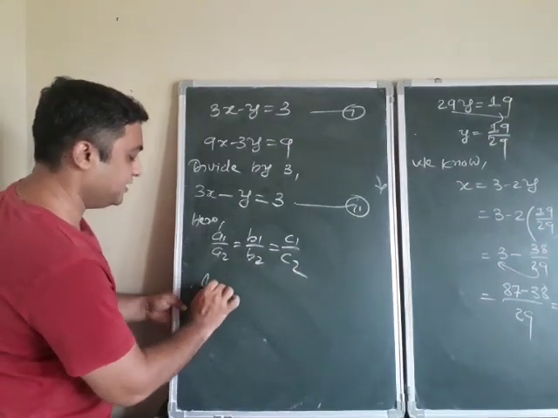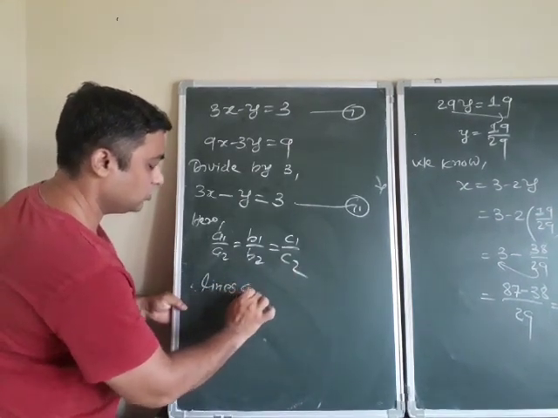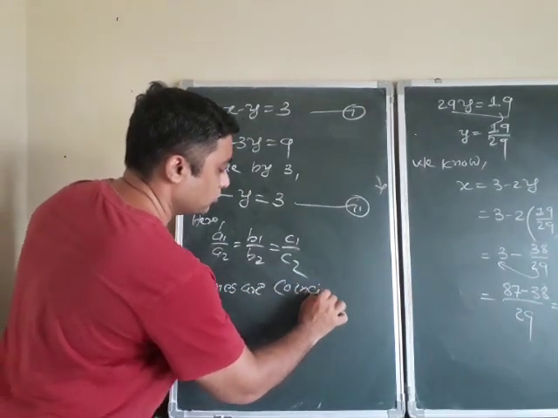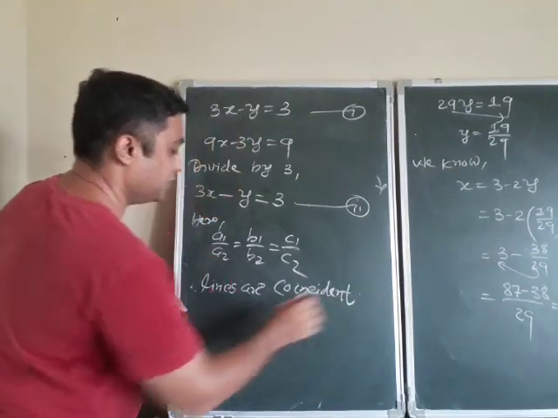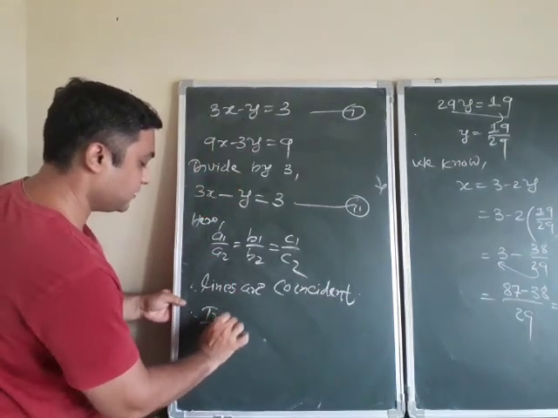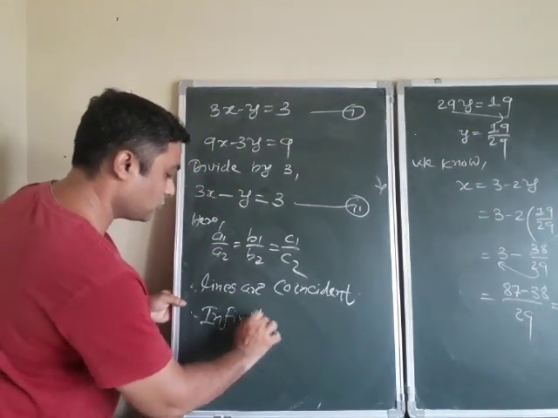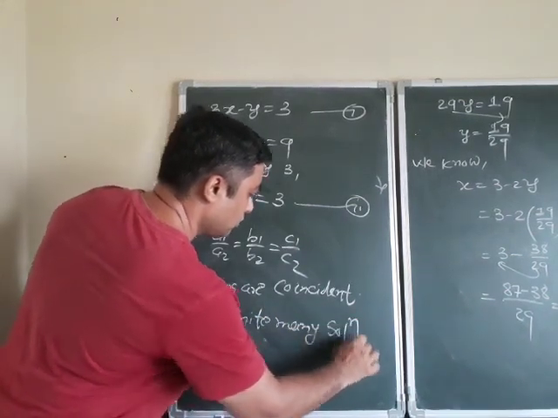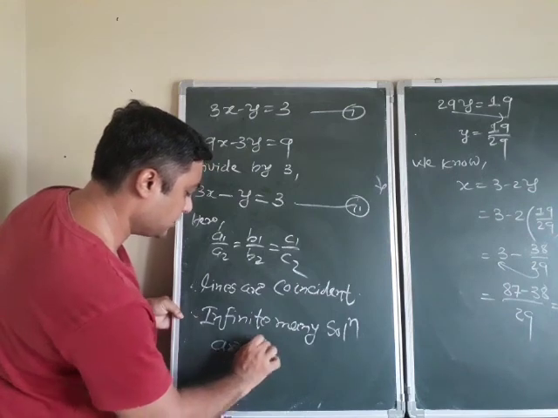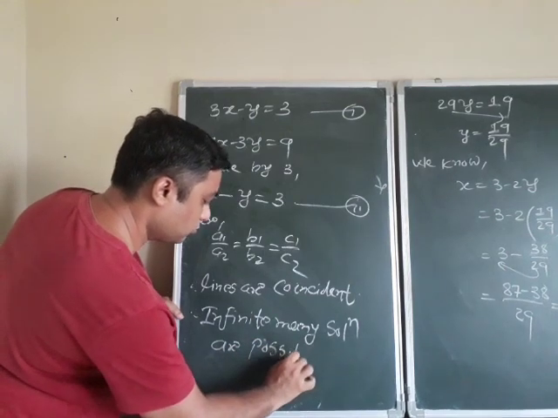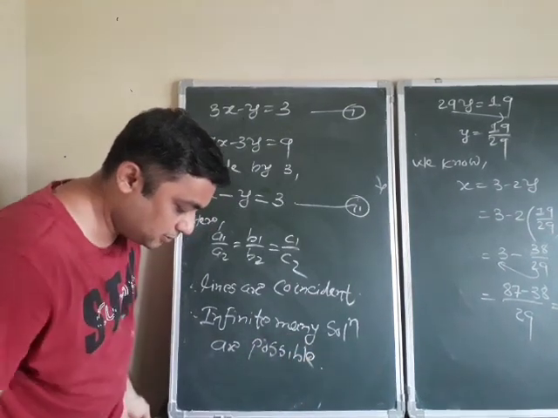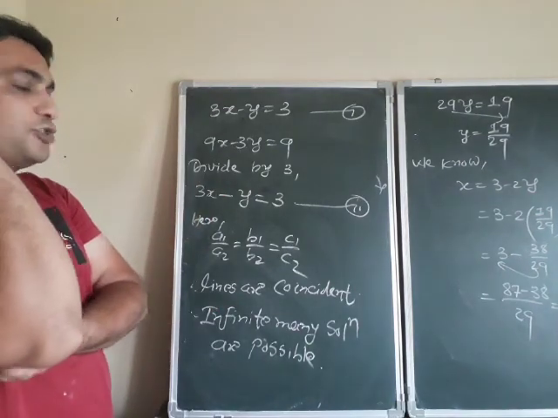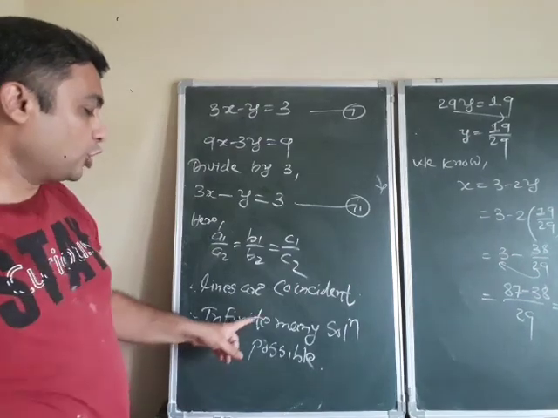It comes same. Okay. So these three are same. So therefore lines are, which kind of the lines? Coincident. So lines are coincident. So therefore infinitely many solutions are possible. That's all. चलो clear? So infinitely many solutions are possible. Over. Okay?